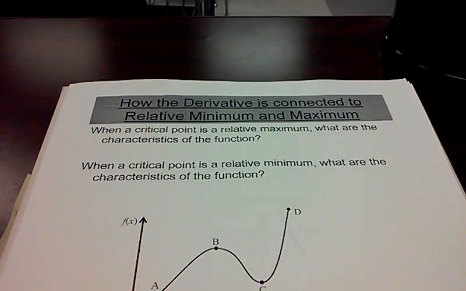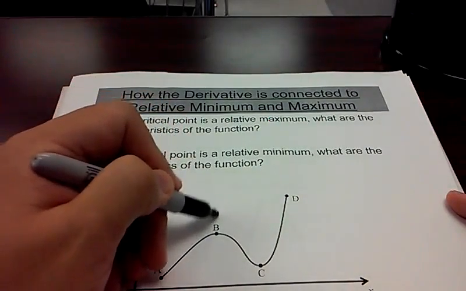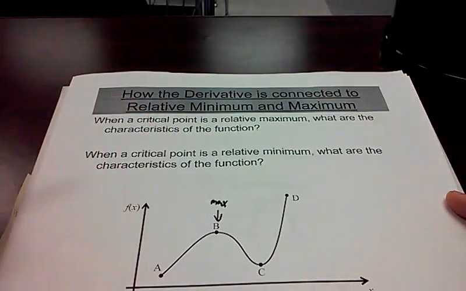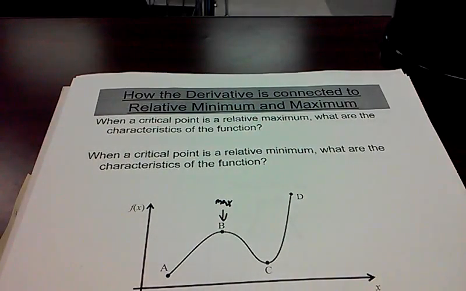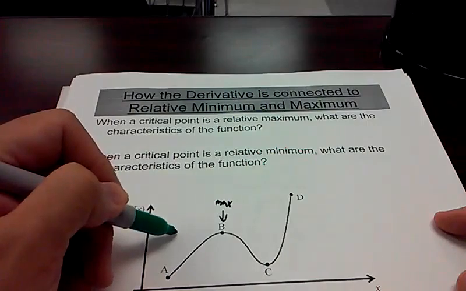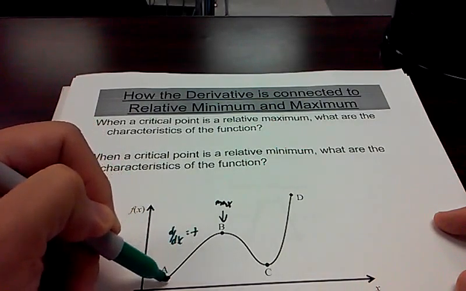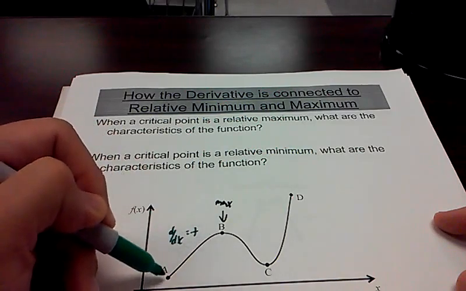Well, when a critical point is a relative maximum, so for example, notice that B, this is a relative maximum. What are the characteristics of the function? What I want you to look at is the value of the derivative of this function. If you notice, the function is increasing here. So that means the derivative is positive, right? Because wherever the graph is increasing, the derivative is positive.